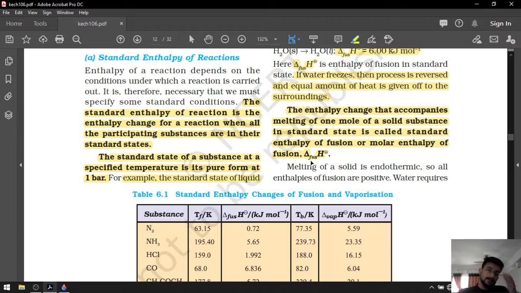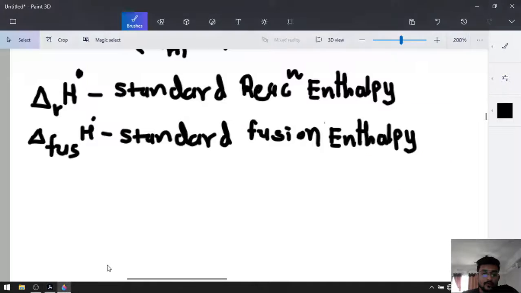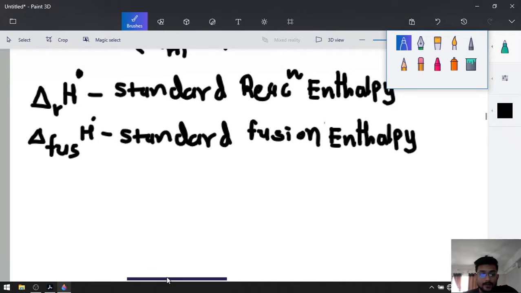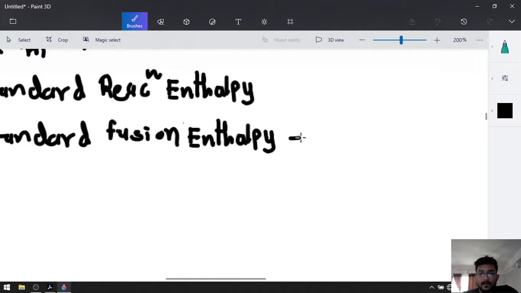After that, vaporization enthalpy. Melting of a solid is an endothermic reaction. As I told you, it is an endothermic reaction. So all the enthalpies of fusion are positive. So we can add a note. It is an endothermic reaction. That's why delta H will be positive.